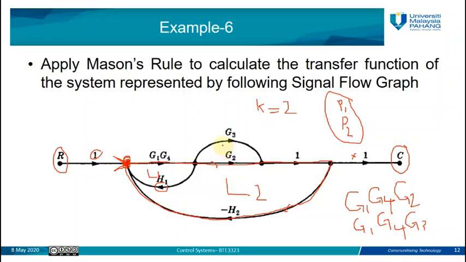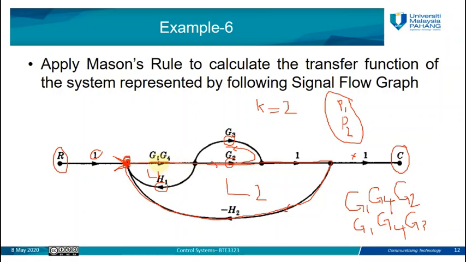Why is this not a loop? Because the arrow directions here are opposite. We cannot say it goes there, because this arrow is opposite to that arrow. A loop should be a closed loop, starting from one node and ending at the same node. So we have two loops here, and the gain of the loops can be found by the product of the gains of the branches of the loop.